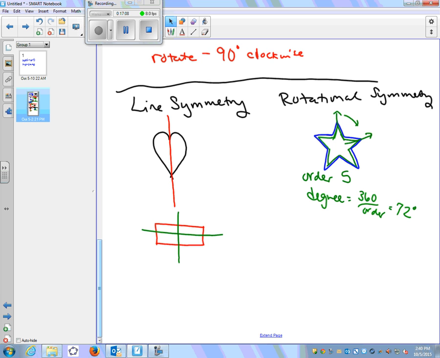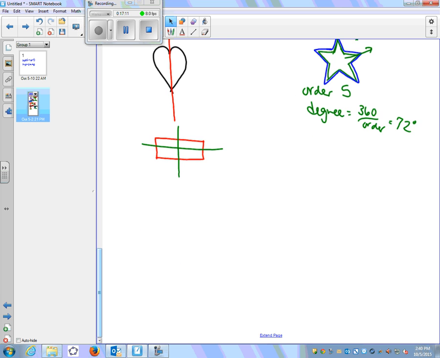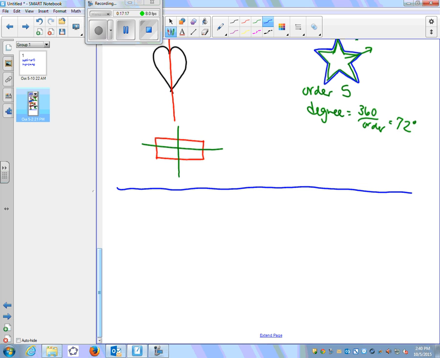Okay. Let's talk about the constructions. The first construction that we learned was creating a congruent segment. So you would take your compass, right? Let's pretend this is a compass. This is the pencil part of the compass, right? And you would measure that distance.